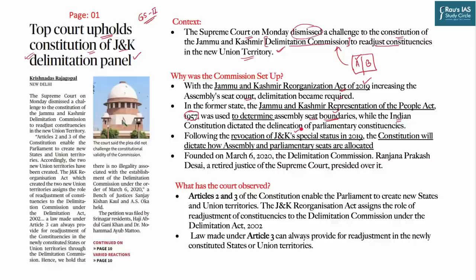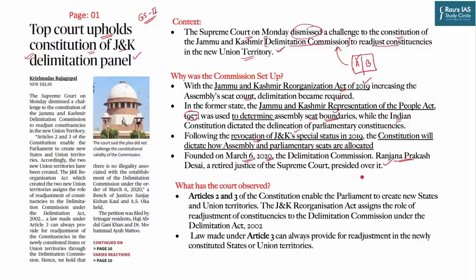Following the revocation of Article 370 in 2019, the Constitution will now dictate how the assembly seats are going to be allocated. See the difference. Previously, the Indian Constitution never talked about how assembly seats are going to be distributed, that is, how seats for the MLAs are going to be decided. But now, as the status has been revoked, the Union Government through the Delimitation Commission can determine the number of seats and their areal distribution. So, in March 2020, the Delimitation Commission under Ranjana Prakash Desai, a retired judge of the Supreme Court, was created.